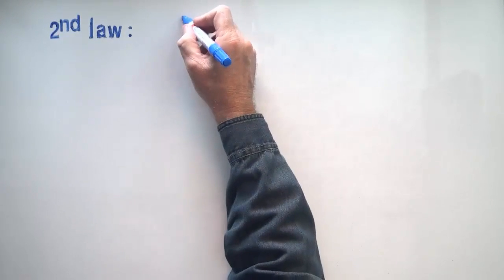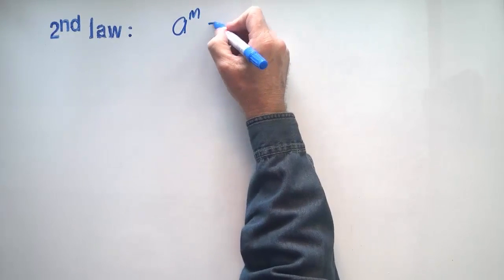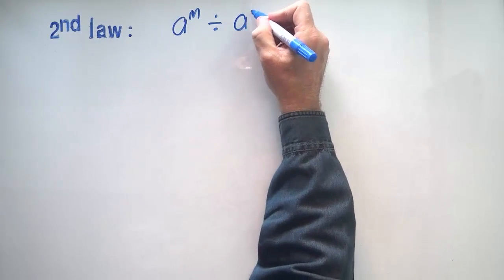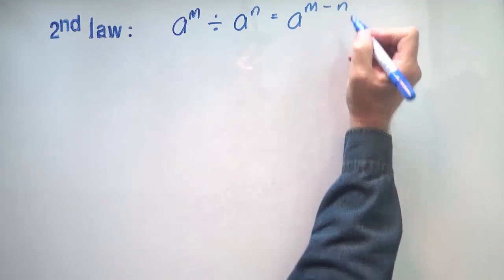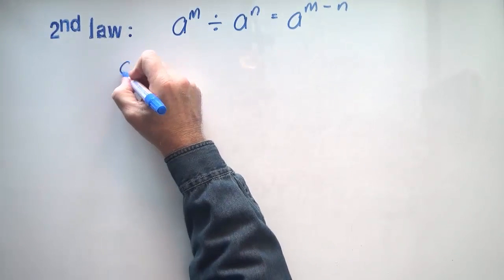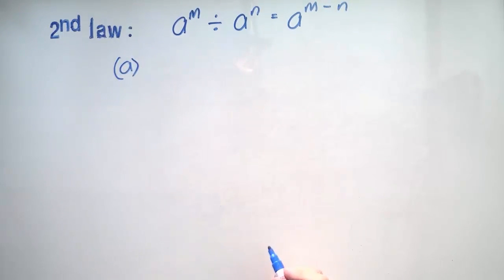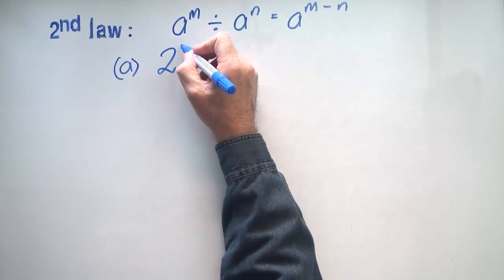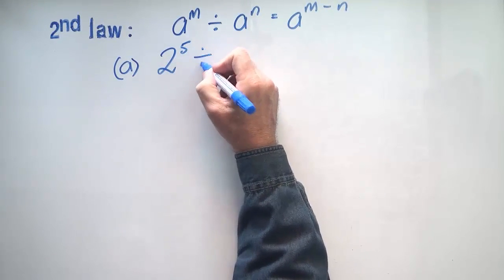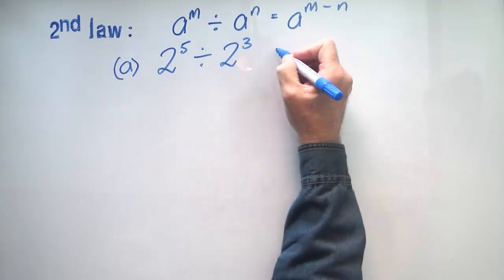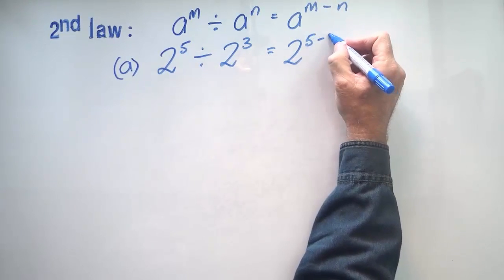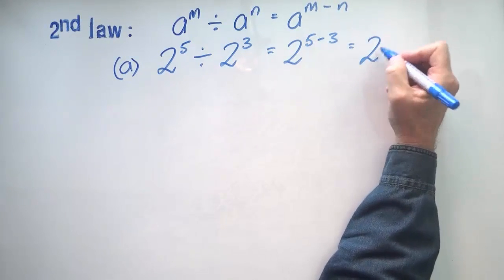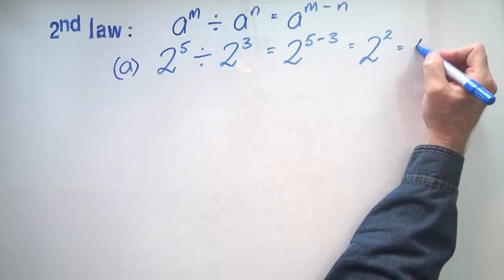Now I'd like to move on to the second law, which is a to the m divided by a to the n equals a to the m minus n. For example, 2 to the 5th power divided by 2 cubed would be 2 to the 5 minus 3 equals 2 squared equals 4.